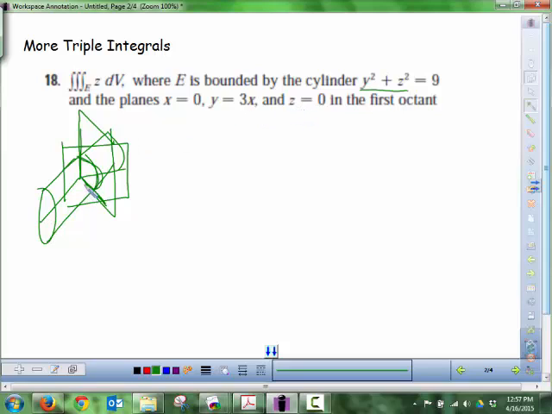And z is equal to 0 is the, that's all confusing. What? Yeah, I didn't use different colors. All right.